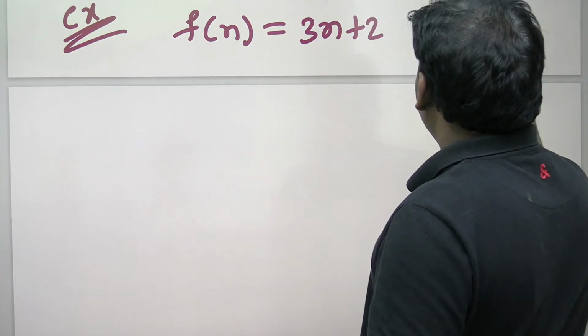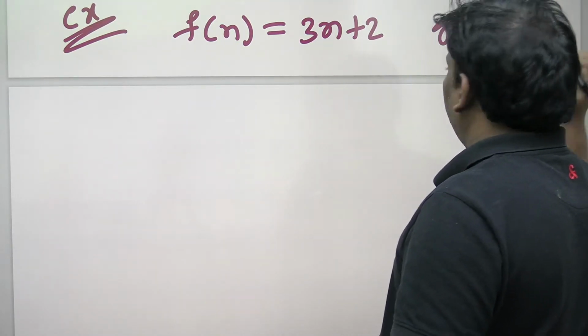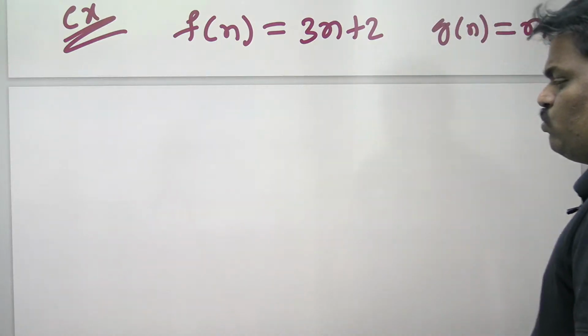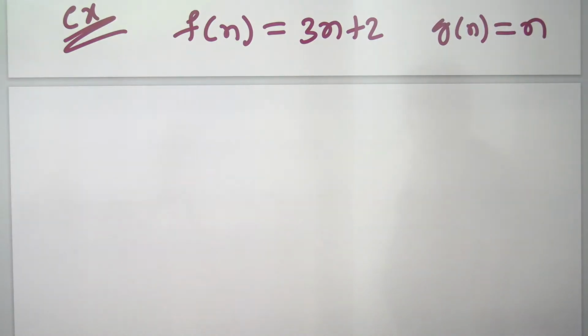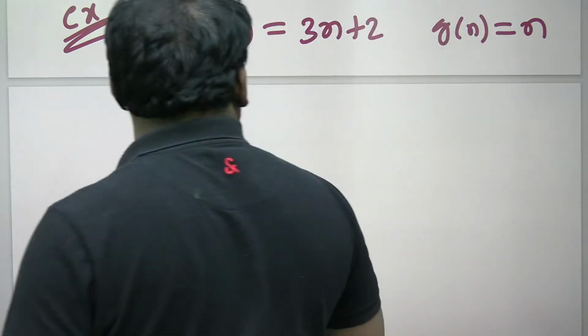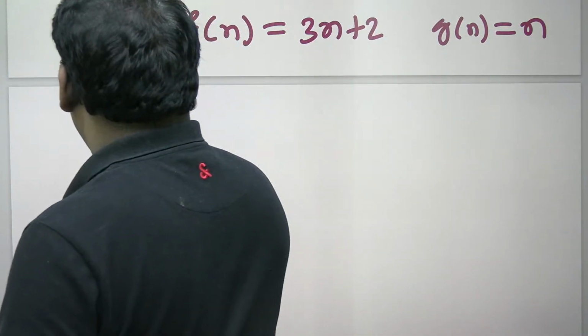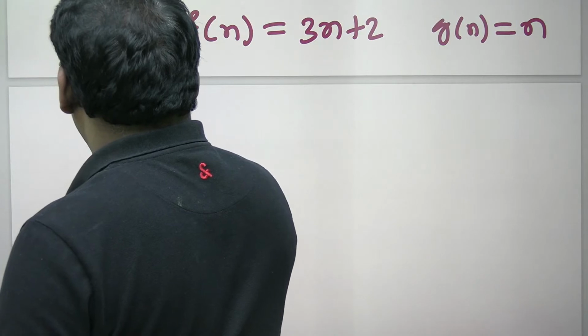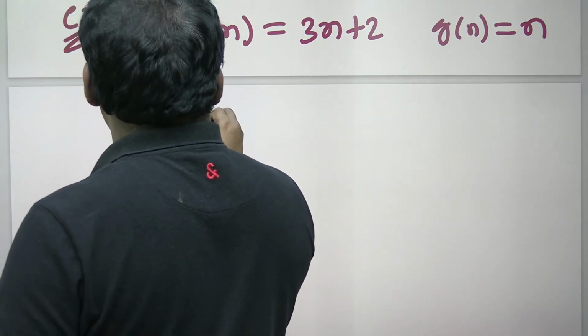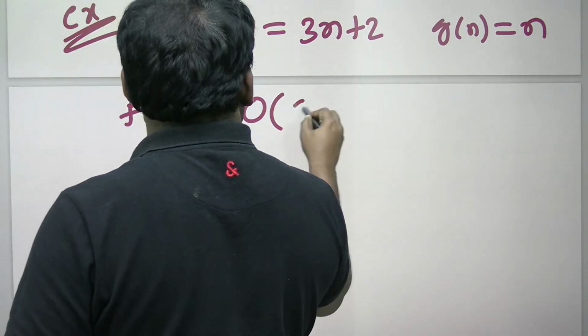G of n is n. F of n is 3n plus 2. G of n is n. So I want to prove between these two functions. I want to prove f of n is big O of g of n.